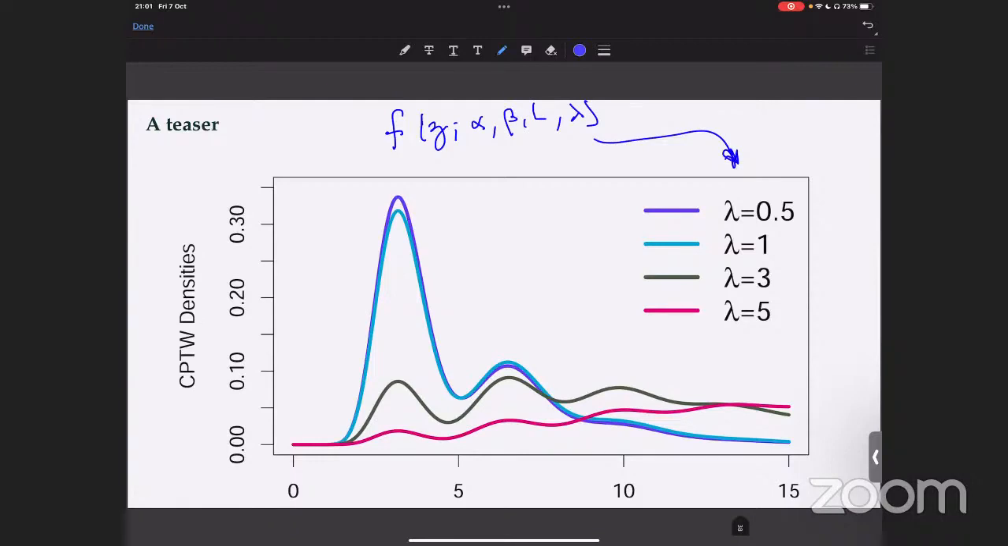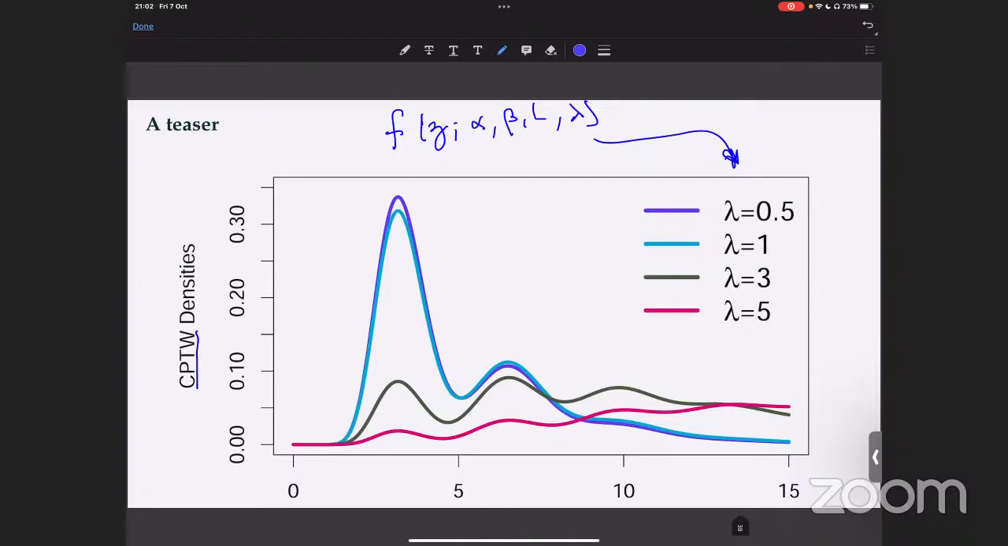Has this been done before? Yes, it has been done before with mixtures of distributions. In this case, this is a single distribution that we call with this awful acronym, CPTW. This has been just submitted. I submitted this paper today. So we are able to model multi-mode observations. Why is this important?